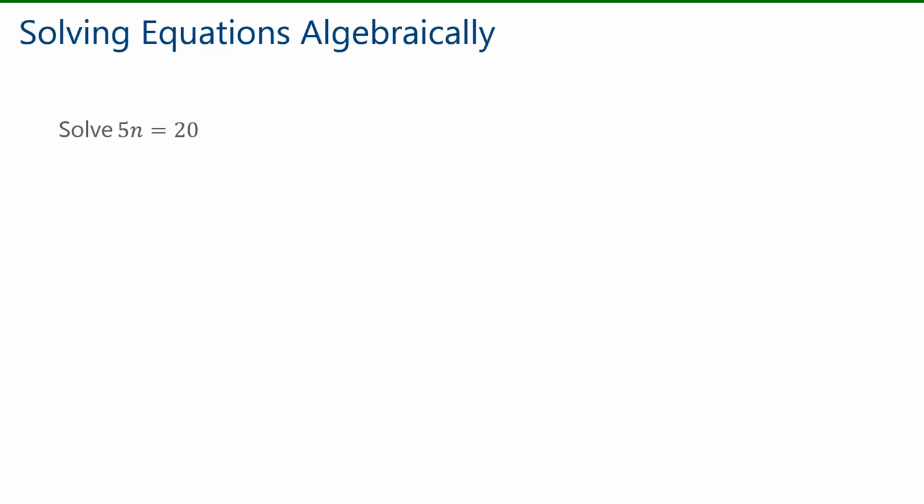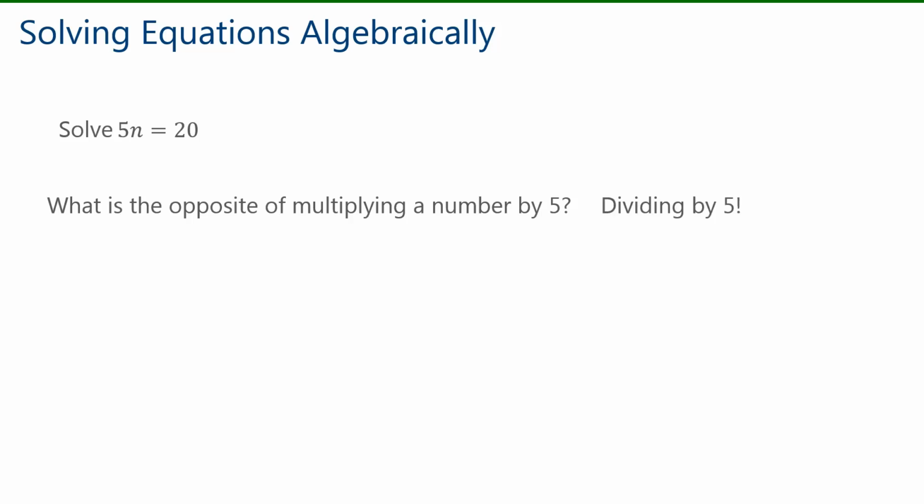The next example, 5n equals 20. And so we want to start this question by asking ourselves, what is the opposite of multiplying a number by 5? And that would be dividing by 5. So the first thing we're going to do in this equation, we're going to divide the left side and the right side by 5. 5 divided by 5 is 1, so they cancel out. And we're left with n equals 4.